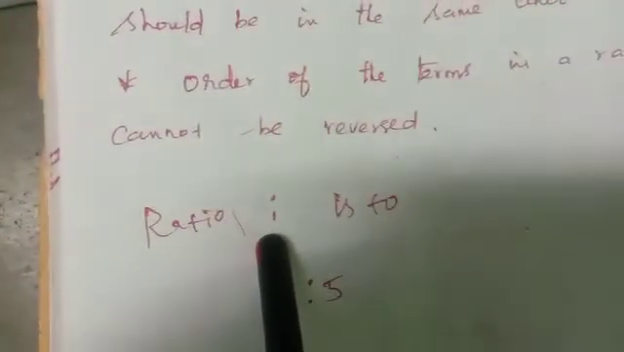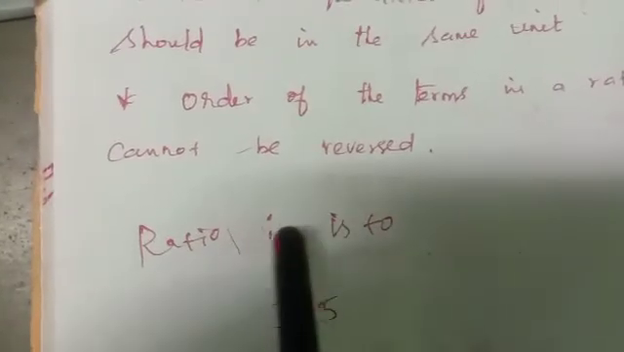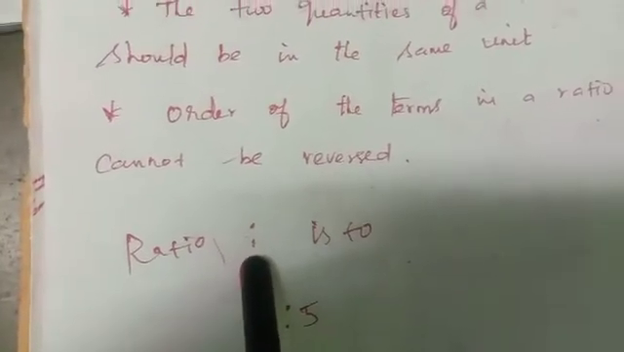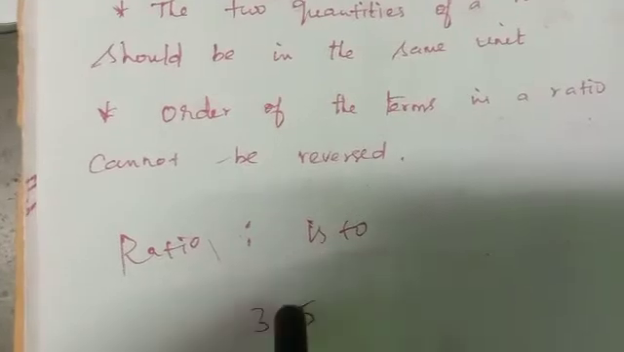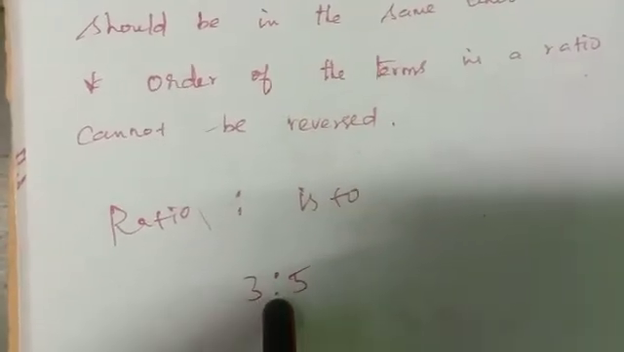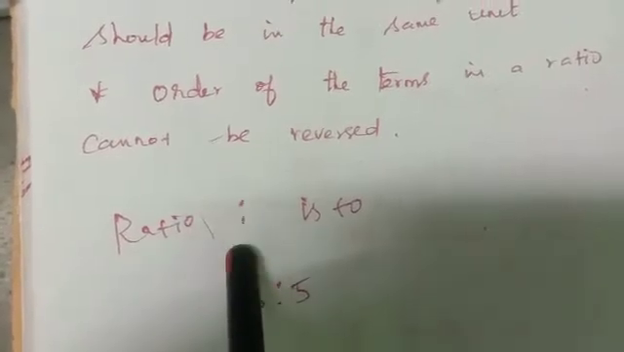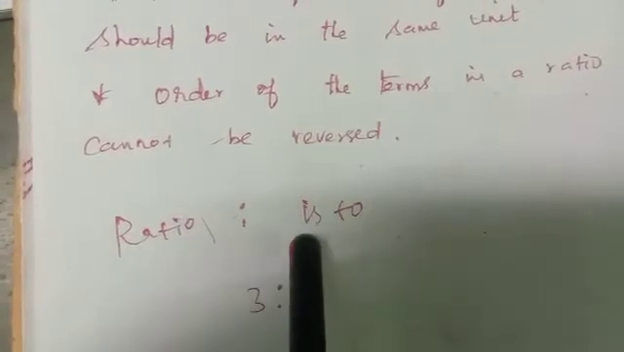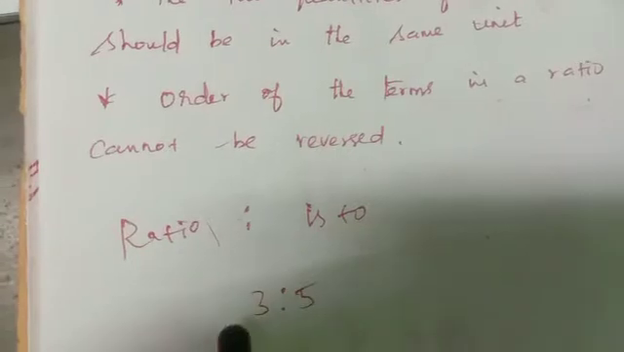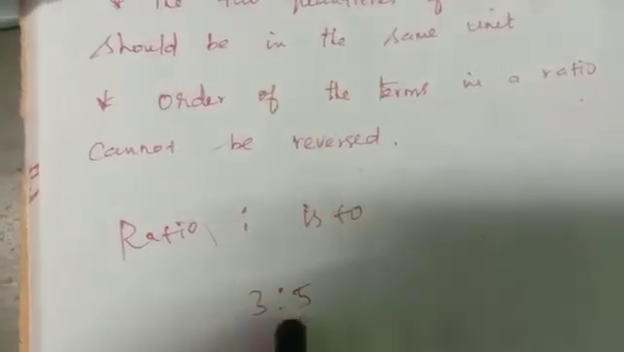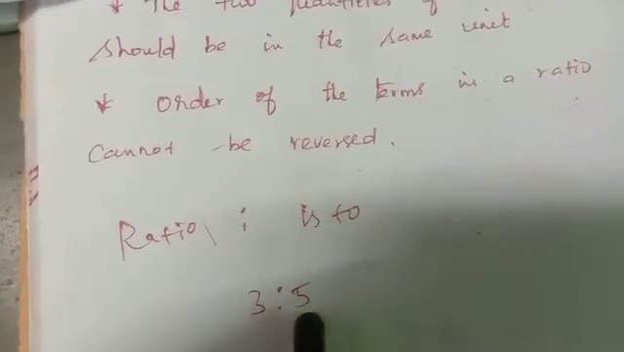Ratio is denoted by two dots. This symbol can be read as "is to". For example, 3:5. Ratio is denoted by two dots, and it can be read as "is to", for the example of 3:5. So 3:5 can be read as 3 is to 5.